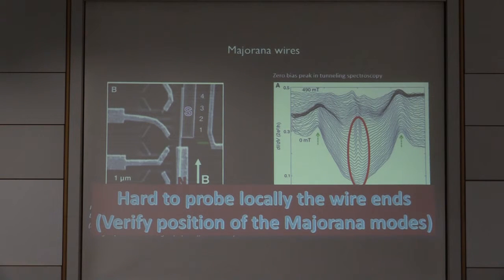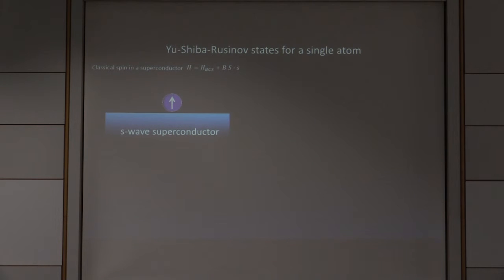So what we were trying to think of is how to actually make a similar system in a cleaner setting, something which would be suitable for local probes. Leonid did an extensive review of this, but I will just quickly repeat. If you put a classical spin on a superconductor, you end up with an in-gap state coming from the magnetic interaction of this classical spin with the underlying superconducting condensate.